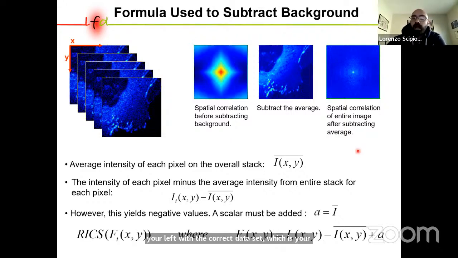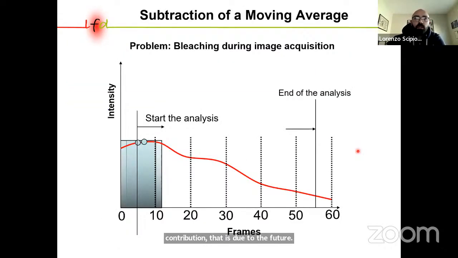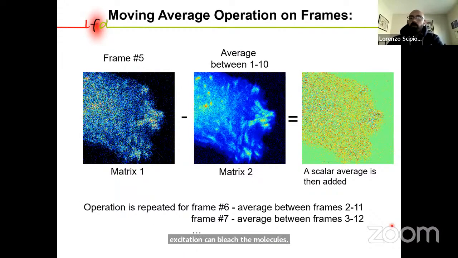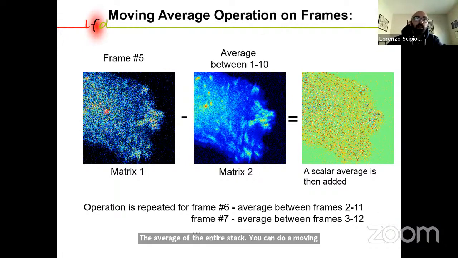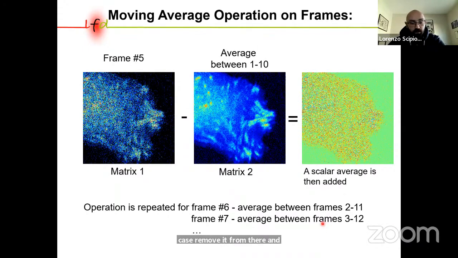Another problem that you have during time series is bleaching. At the end of your analysis, you can have a lower intensity compared to the beginning of the analysis. This is because laser excitation can bleach the molecules. The way to cope with this is, instead of removing the average of the entire stack, you can do a moving average, averaging like 10 frames, as in this case, remove it from there, and then compute the autocorrelation of the stack.